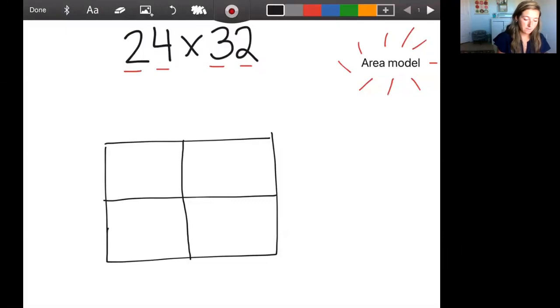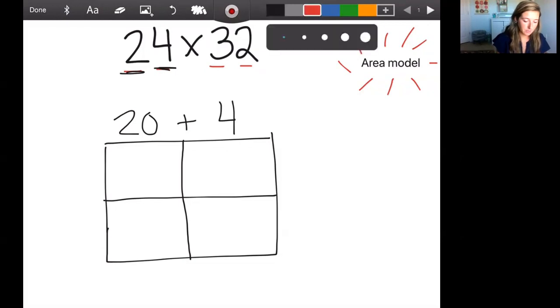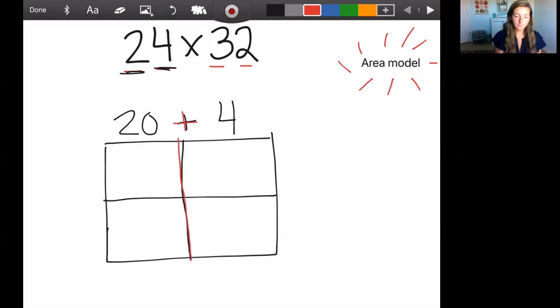I'm going to start with 24. The 2 in 24 is worth 20 because it's in the tens place. The 4 in 24 is worth 4. So that's my expanded form of 24. And notice where I put that plus sign is where the line goes down. If you didn't know right away that it should be that window, that 2 box by 2 box square, then you could just write the expanded form on top, and then you would know that there's just one line through your box.